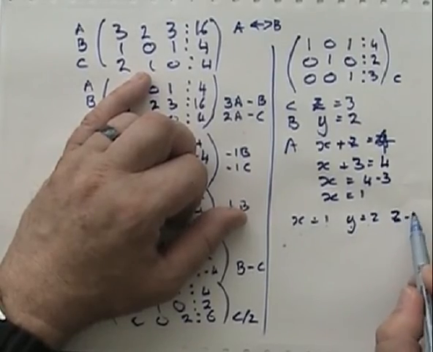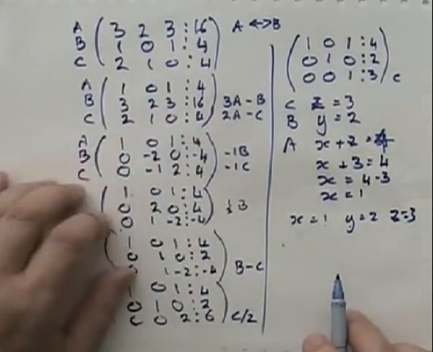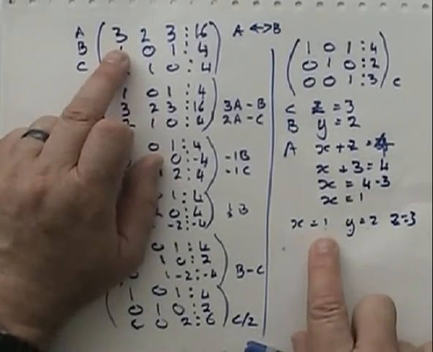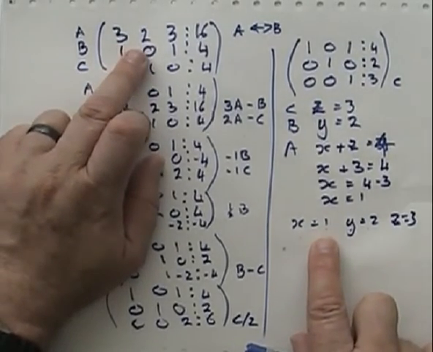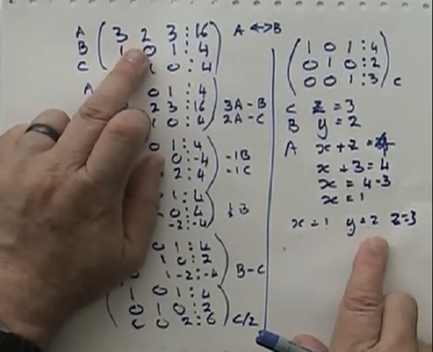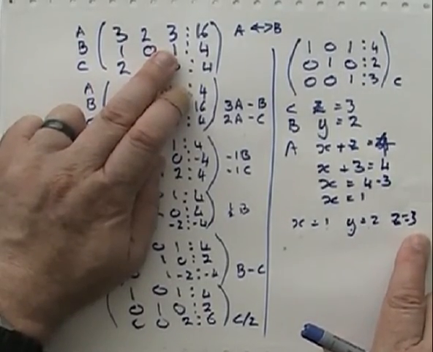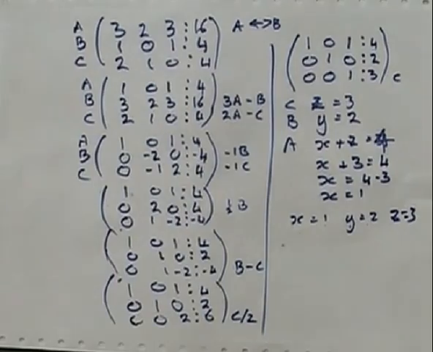So X equals 1, Y equals 2, Z equals 3. We can, if we want, check it by sticking it into the original equation. X is equal to 1, so 3, plus 2 times 2, 4, is 7, plus 3 times 3, 9, so 7 plus 9 is 16. So seems reasonable.